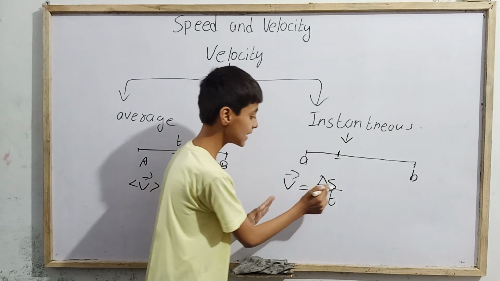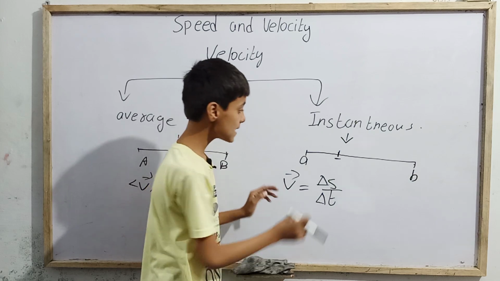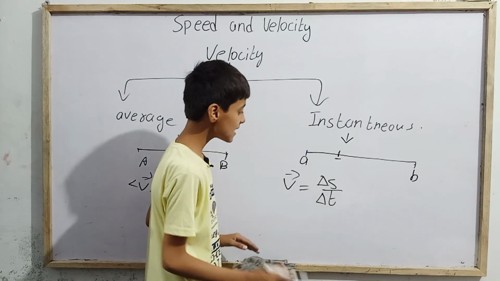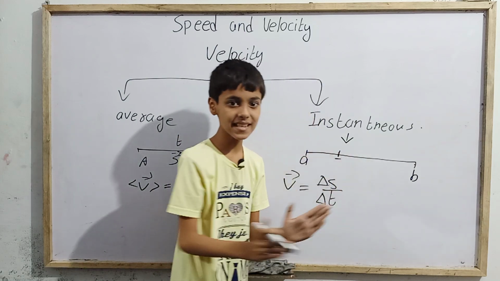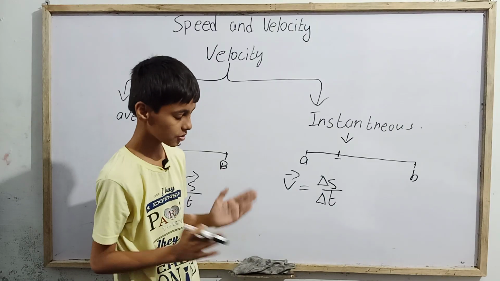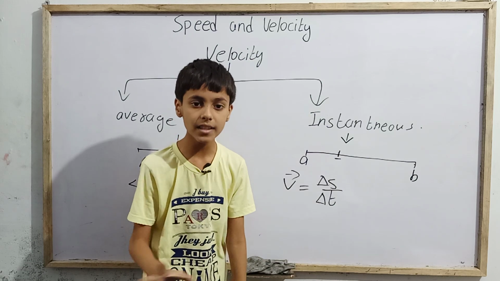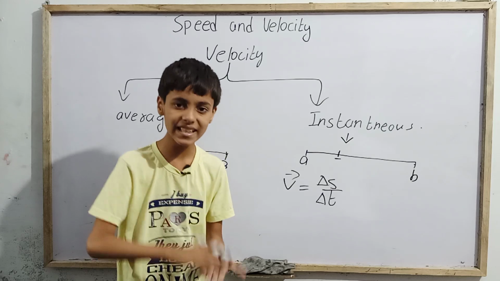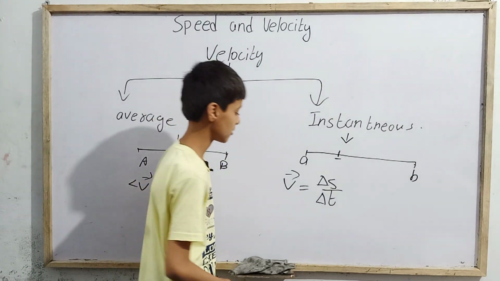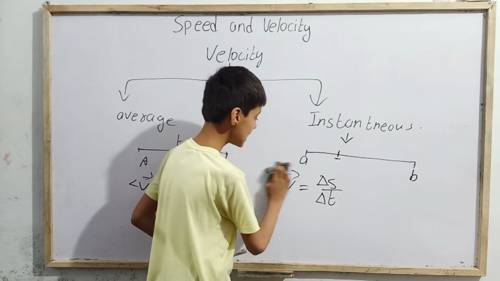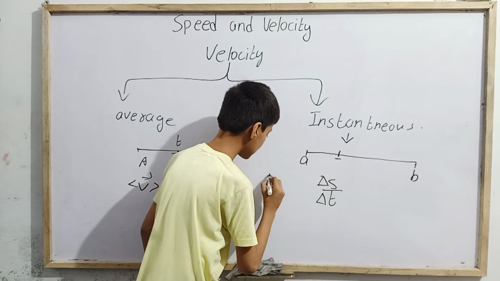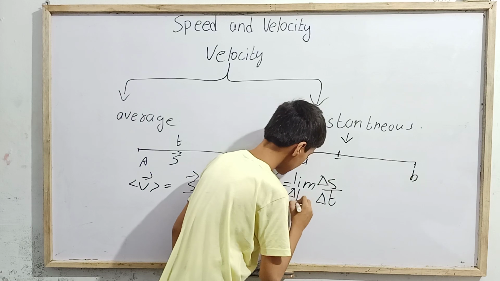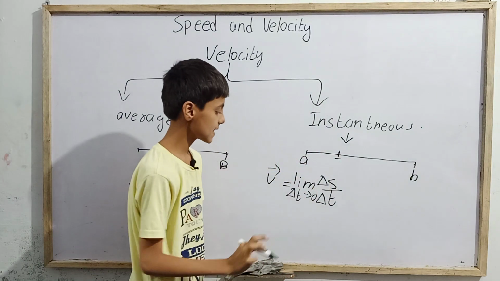So here I am writing delta s divided by delta t, which means what my displacement will be at this particular instant. Since delta t tends to 0, because at a particular instant the t will become very small and nearly equal to 0, here we can apply the limit. So I can write vector v equals limit delta t tends to 0, delta s by delta t.